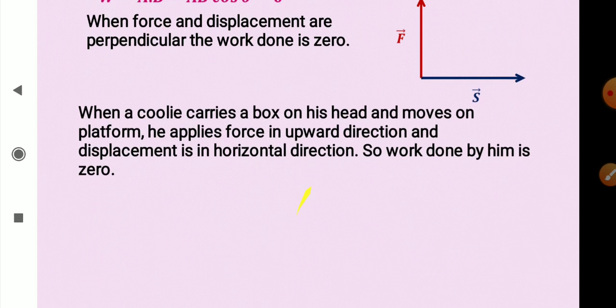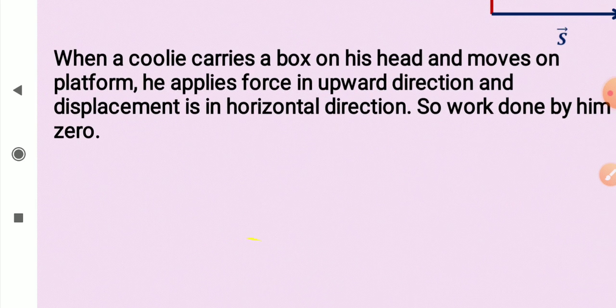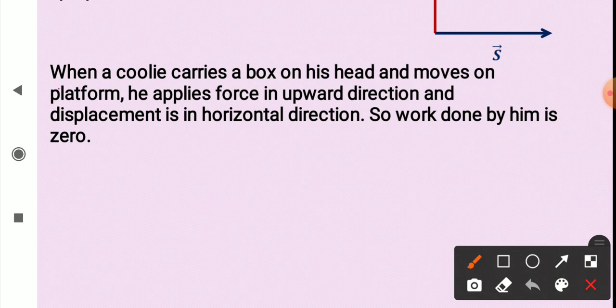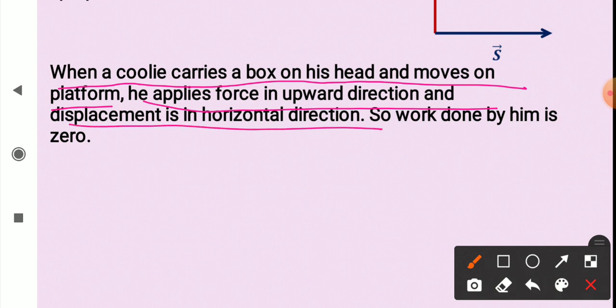And a very familiar example can be that of a coolie. You are familiar with this example. See, when a coolie carries a box on his head and moves on a platform, he applies force in the upward direction and displacement is in the horizontal direction. So the work done by him is 0.